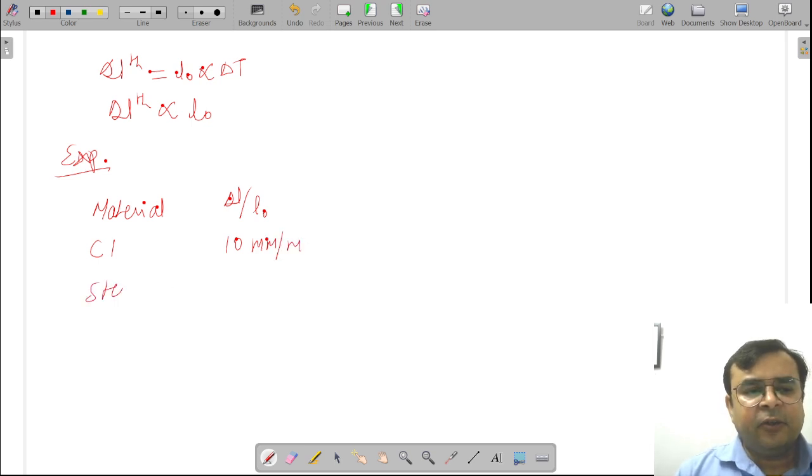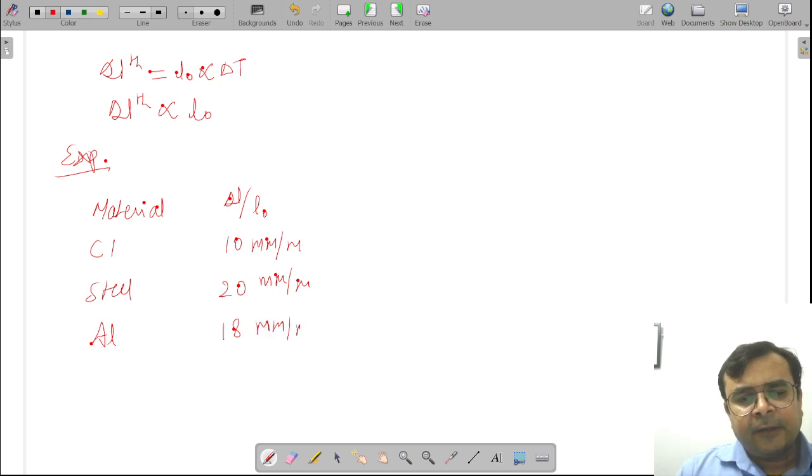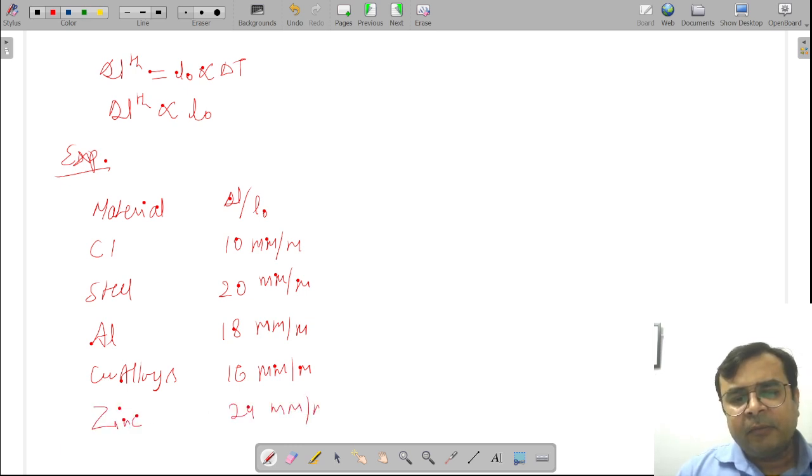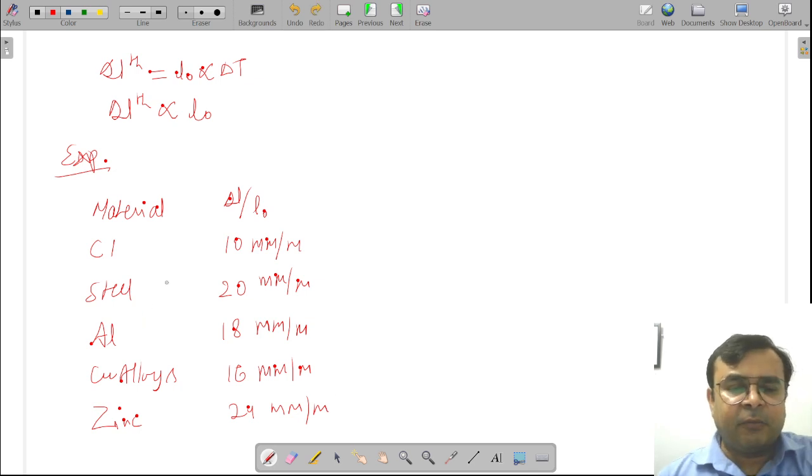Similarly for steel you can see here this is around 20 millimeter per meter, and for aluminium it is around 18 millimeter per meter. For copper alloys it is around 16 to 17 millimeter per meter, and for zinc it will be around 24 millimeter per meter. So these are some examples of contraction allowance.